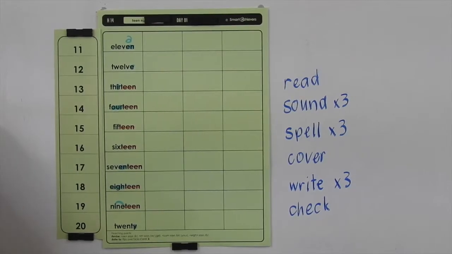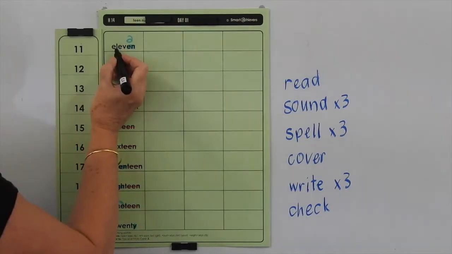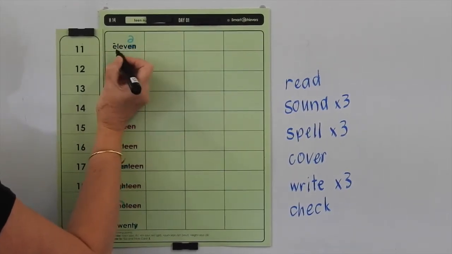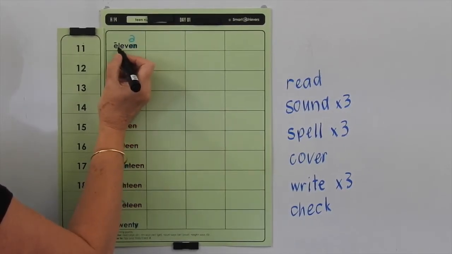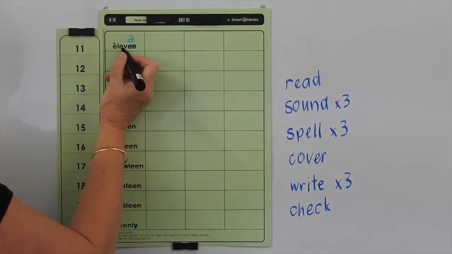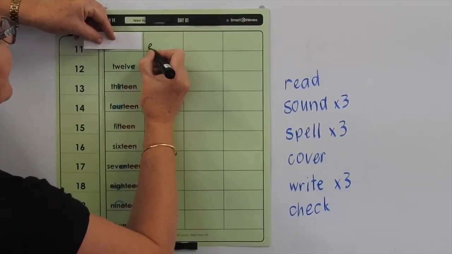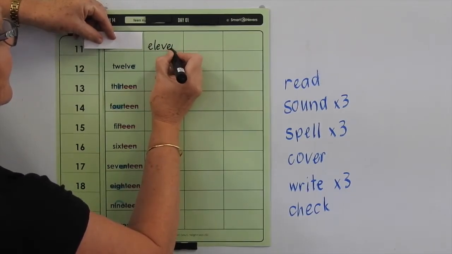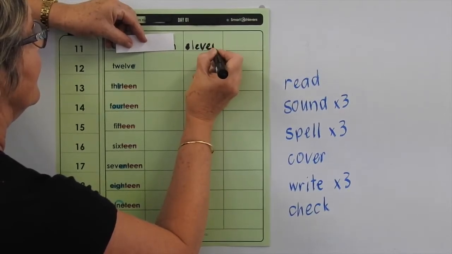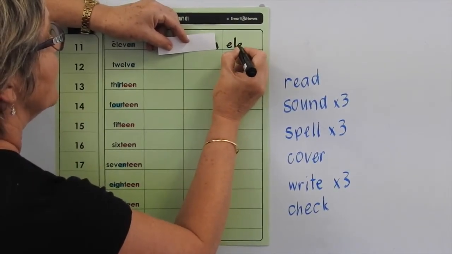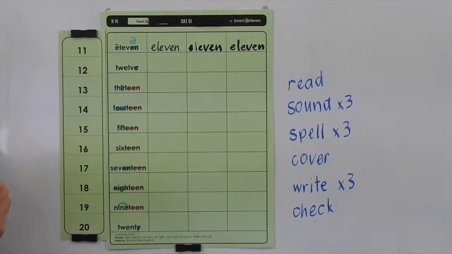Okay, so let's read the word, sound the word, spell the word, and then write it 3 times. So e, so we know that's a long sound, so we don't double the l. 11, 11, E-L-E-V-E-N, E-L-E-V-E-N. Write it 3 times. And then check to make sure that they're correct. If you've made a mistake, don't forget to rub it out and do it again.